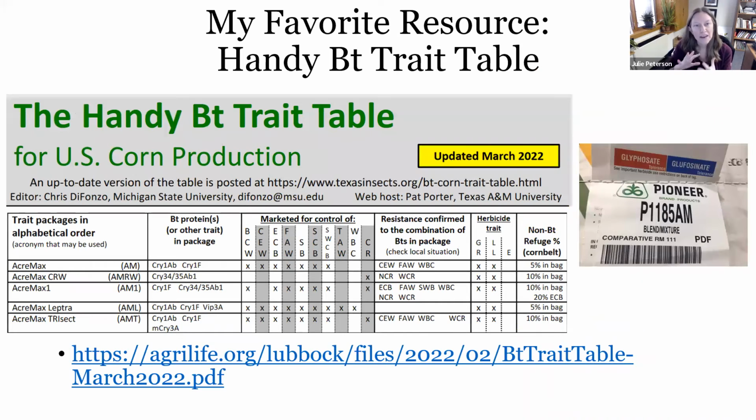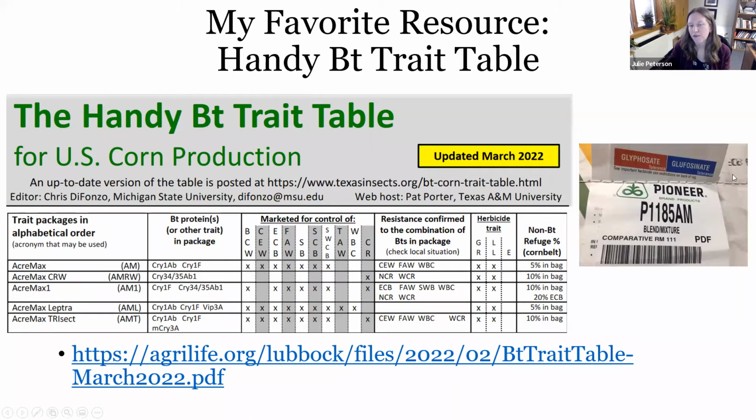So my absolute favorite resource, with there being 9 different types of proteins in all these different combinations and these different trait packages, the way that I keep that straight in my mind is I love this handy BT trait table. This is a resource hosted by Texas A&M University. The link is down here. And this is just showing one little portion of that document, but it has the trait packages named here, has the full name and then the abbreviation.